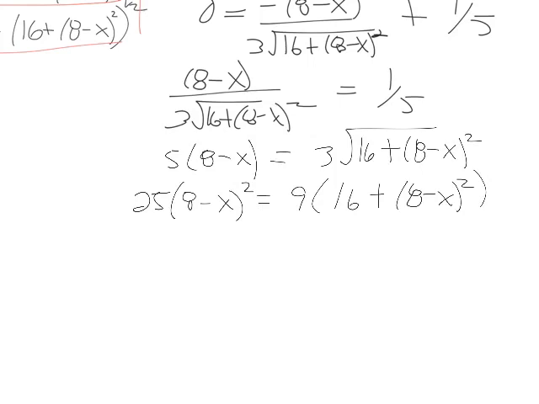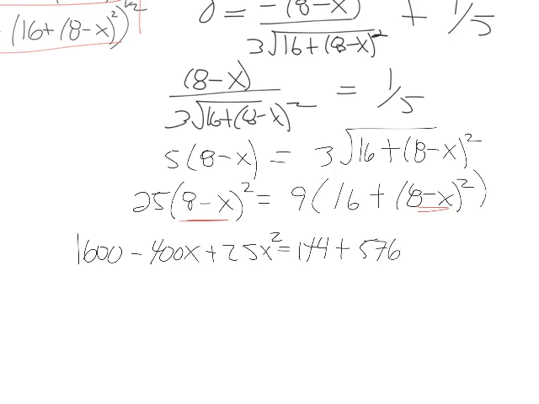We need to FOIL this term here. So foiling it and expanding it with the 25, I end up with 1600 minus 400x plus 25x squared. On the other side, same thing, has to be FOILed over here as well. Then I do the expansion with that 9, and I end up with 144 plus 576 minus 144x plus 9x squared. So that's after doing my expansion and everything else.